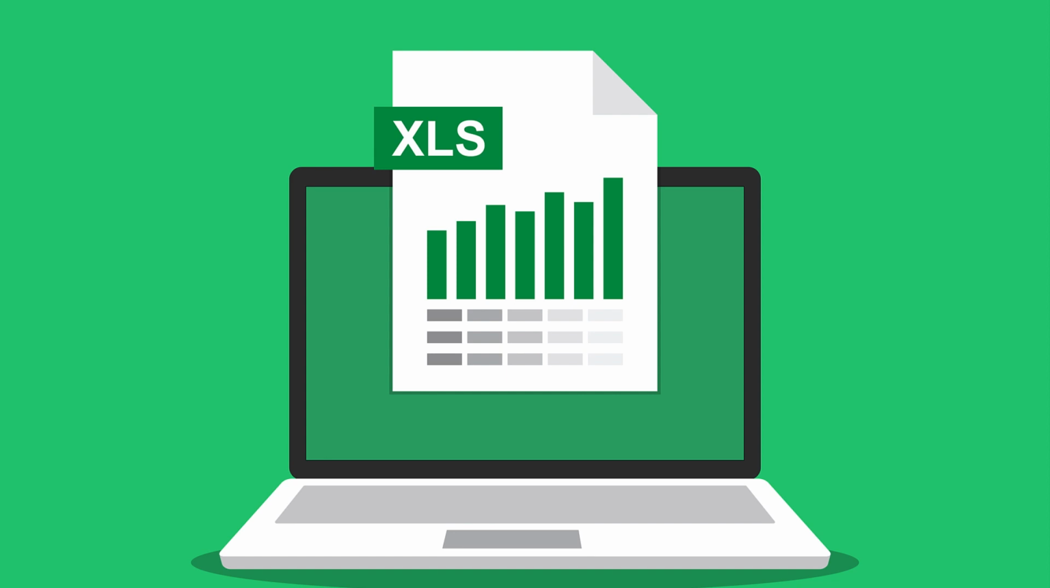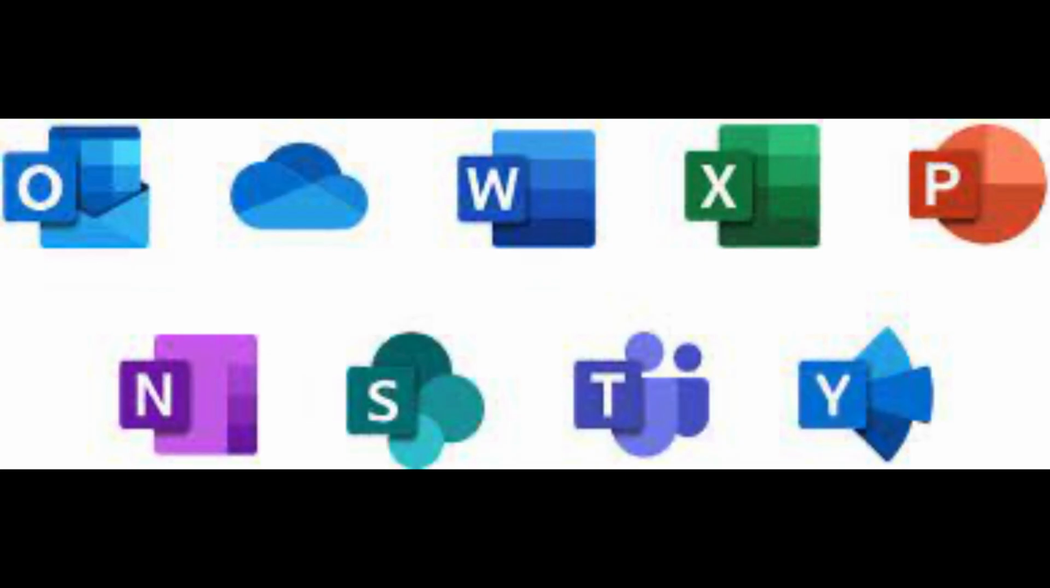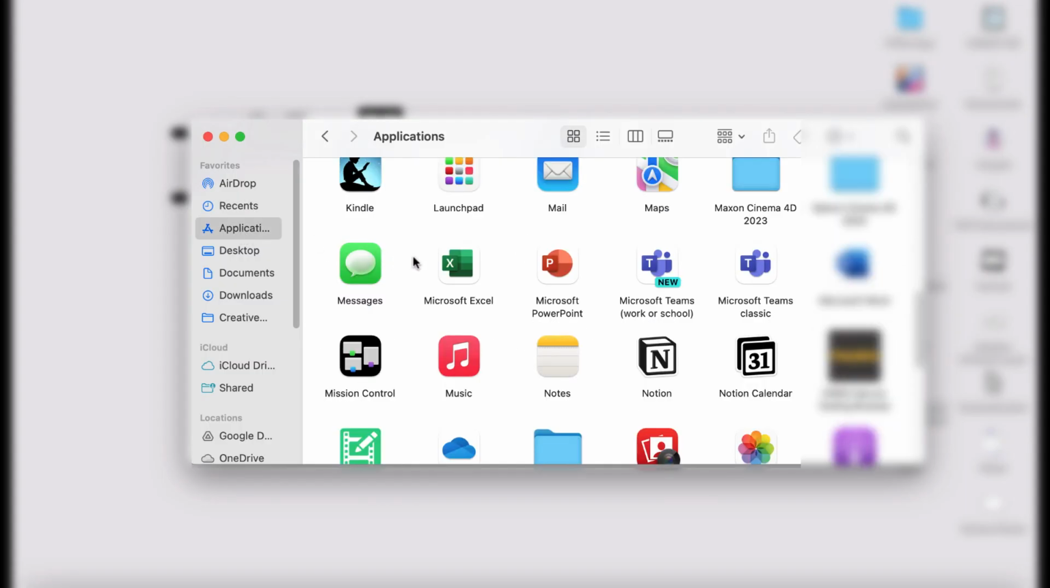First, let's locate the Excel icon on your computer. If you're on a PC, you'll probably find it in the Start menu under Microsoft Office. On a Mac, look in the Applications folder. Great, let's open it up. Just click or double-click the icon and Excel will launch.